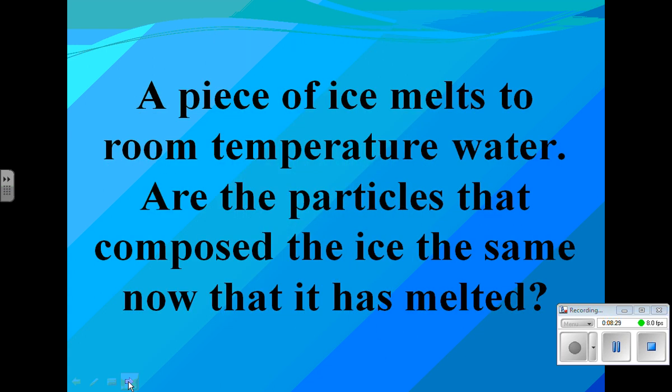All right, so a piece of ice melts to room temperature water. Are the particles that composed the ice the same now that it has melted? When you think about it, are you still talking about water? Water is two hydrogens and one oxygen. When it's in its ice form, it's still two hydrogens and one oxygen, but as they change kinetic energy, are the particles that composed the ice the same now that it's melted to room temperature water?